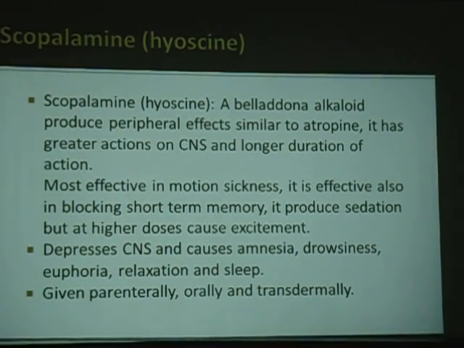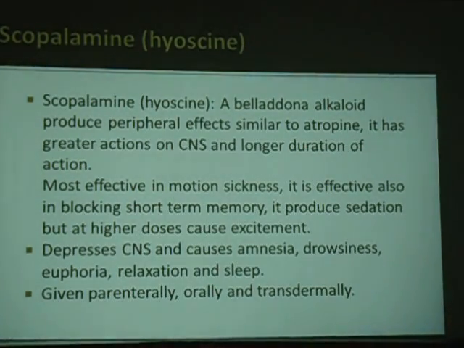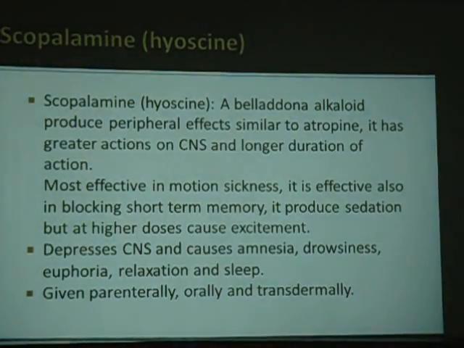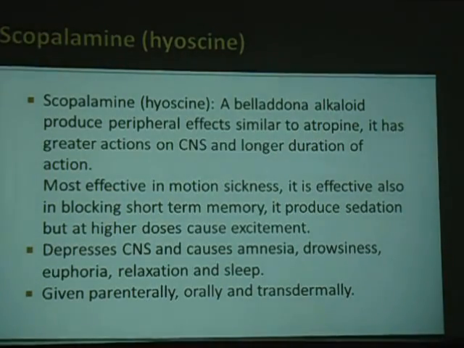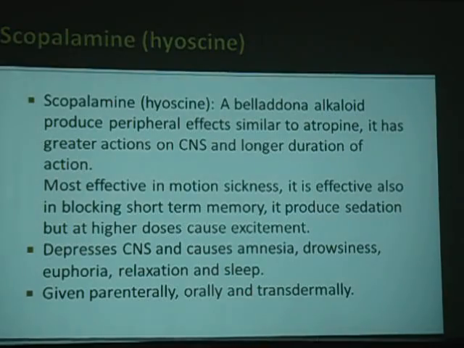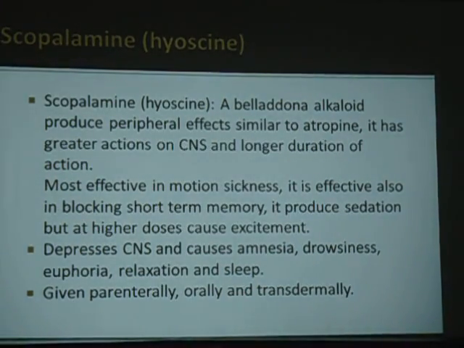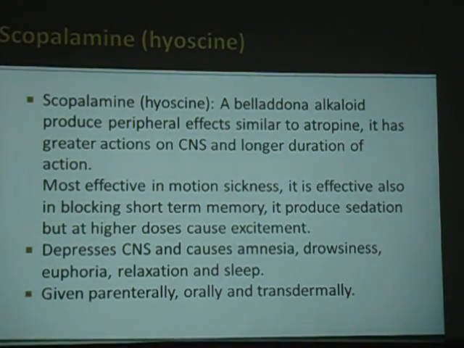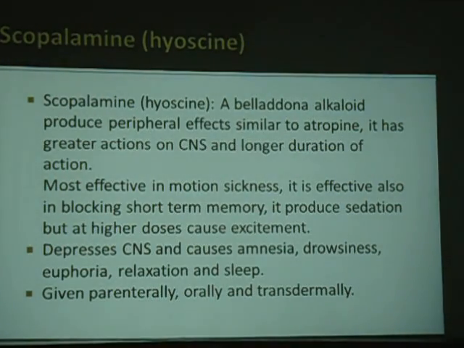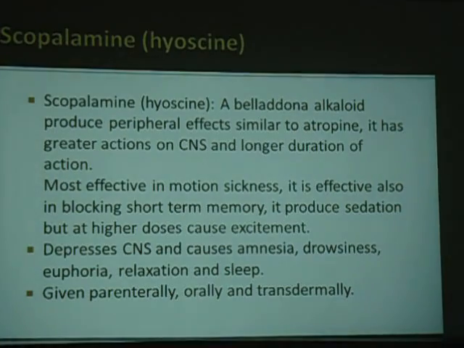So coming to the drug scopolamine, we need to compare its action with atropine. It has almost all the actions of atropine, but hyoscine has more CNS penetrability than atropine. More CNS penetrability means we can use it for some diseases. Here we can use this drug for motion sickness, and we use it in the form of a transdermal patch.